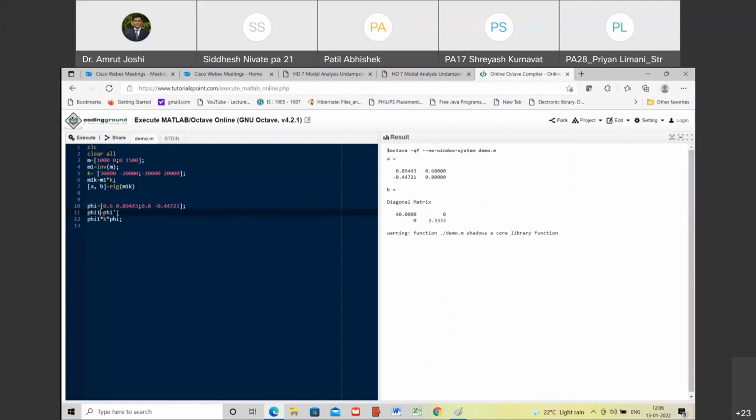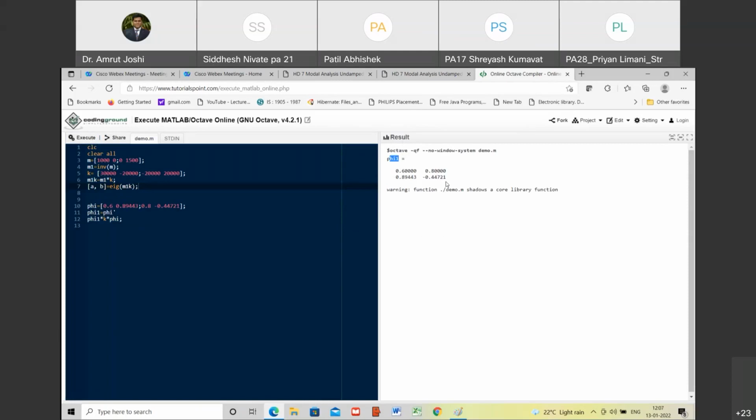How do I obtain that? The command for phi transpose is this: phi and then a colon. Happy? Yes, sir. Let me execute this program up to this point and look at the value of phi transpose. So phi 1 is 0.6, 0.89. The first row, 0.6, 0.89443, has become a column here. And the second row has become the second column, 0.8 and 0.44721. So that's correct. This is the command to get the transpose of phi.